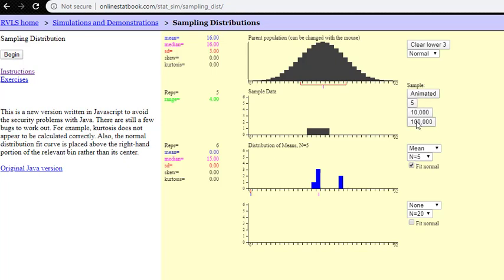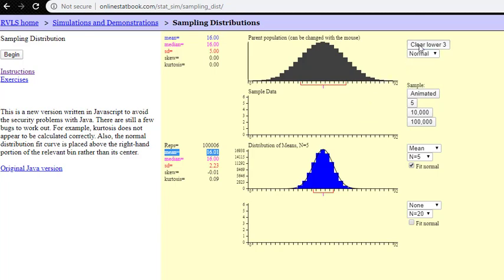Let's jump ahead to do 100,000 samples of size 5. What do we get? We get a distribution of sample means close to what's predicted, because the center of the original distribution is here, and the center of the distribution of sample means is also in the same area. So if we look at the original distribution, the population mean is 16. The mean of the sample means is also 16, which is as predicted.